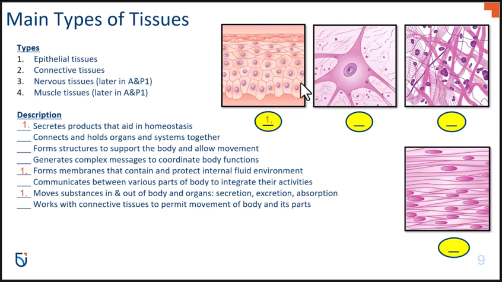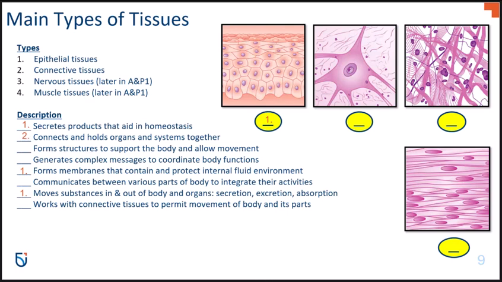Here is just one example of what epithelial cells can look like. We'll look at the different types coming up, but they do look different than some of the other tissue types in our body. So each of these are cells which come together to form a tissue.